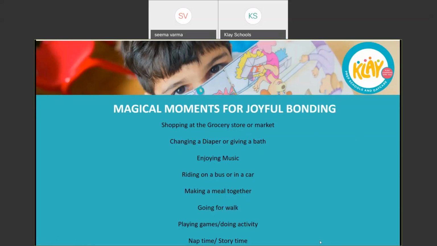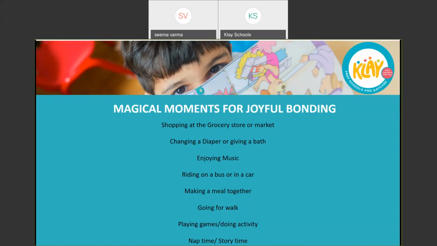Yes, this was the last slide. So what are the magical moments for joyful bonding? For all of us, these are some of the things. There are many opportunities for us to interact with our children while we talk about speaking to our children. Like I shared earlier, every routine or every chore that gives us an opportunity to interact with our children is creating that magical moment for joyful bonding.